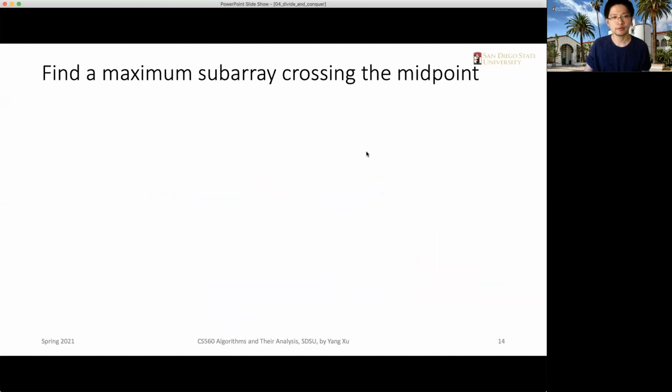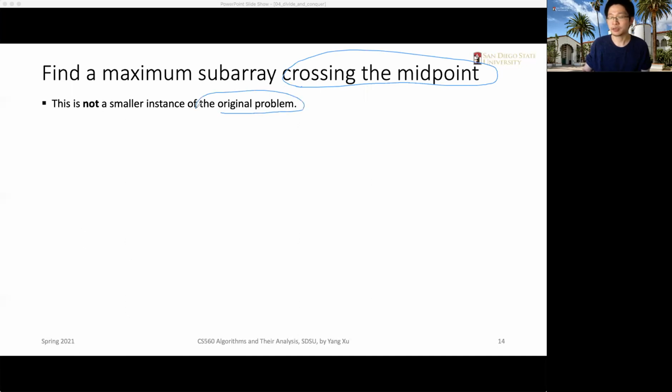All right, how do we find the maximum subarray crossing the midpoint? Now we have some constraints. It's no longer an unbounded question. It is a bounded question, where we must satisfy that this subarray crosses the midpoint, right? This is a constraint we need to keep in mind, because it is not a smaller instance of the original problem. The original problem doesn't have any constraint at all. It just asked for the maximum subarray, but now there is a constraint that it must cross the midpoint.